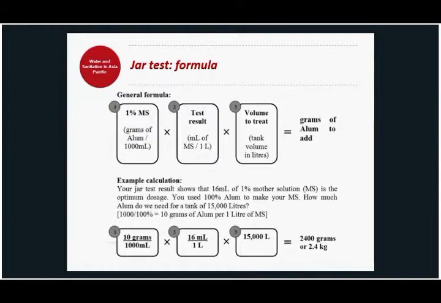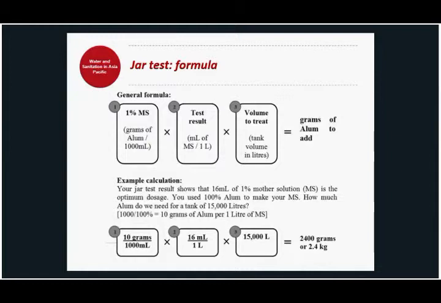So how do we do the calculation? We've made the mother solution. We have 10 grams of alum in 1 litre of the mother solution, and in this example it was determined that 16 milliliters of the alum mother solution created the best result. Now we want to know how to scale that up to the big tank size that we're using, and this is the calculation that we would use.